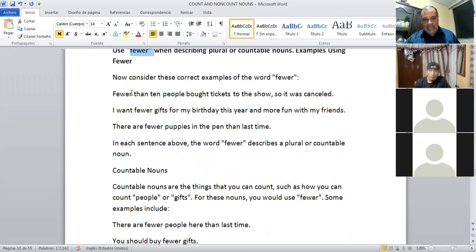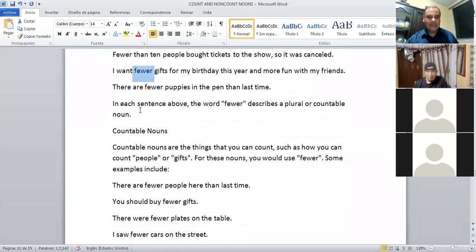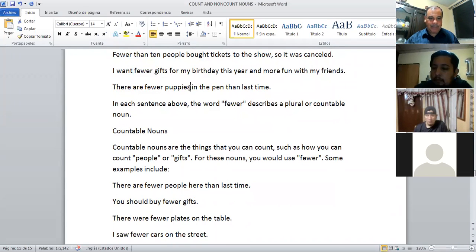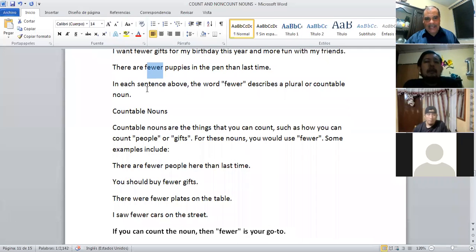Fewer. Can you see the example right here? Fewer than 10 people. So we're talking about a countable plural noun. So that's why we use fewer. I want fewer gifts. So you see, gifts is plural, so I have to use fewer. Puppies. Puppies is plural. So I have to use fewer. Okay? In this sentence above, the word fewer describes a plural or countable noun.